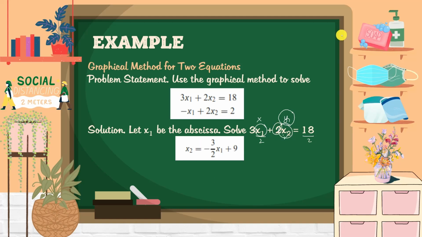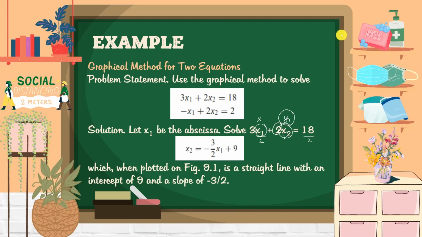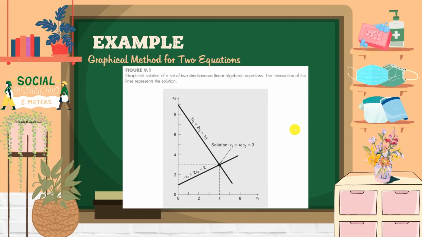This is simply rearranging the equation, which when plotted on figure 9.1 is a straight line with an intercept of 9 and a slope of negative 3/2. We all know that a linear equation is simply y equals mx plus b. So b is 9 for the intercept and negative 3 halves is the slope. But we are not using x and y as our linear function. Instead, we are using x sub 1 and x sub 2. This is our figure 9.1.